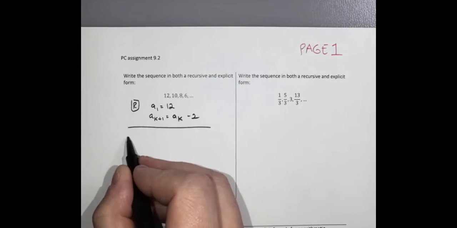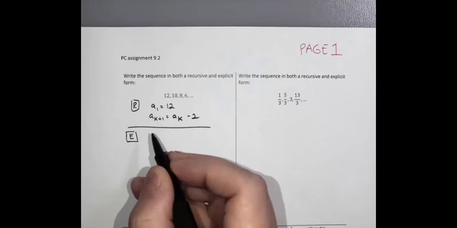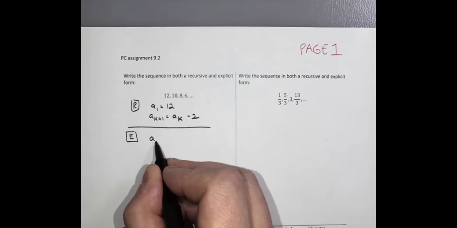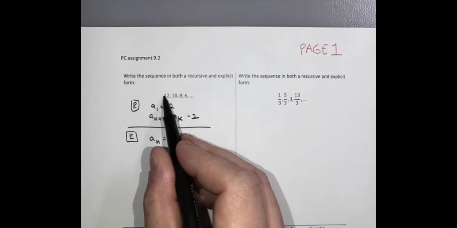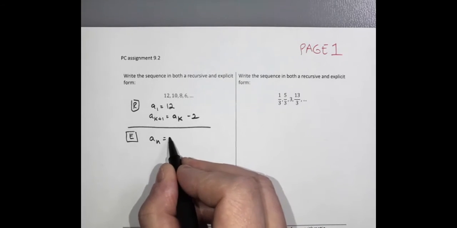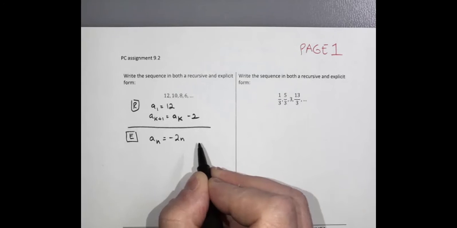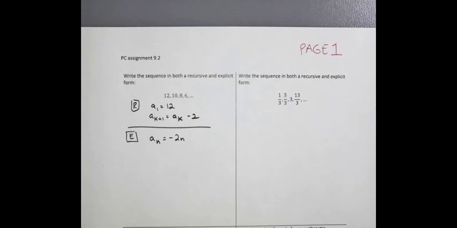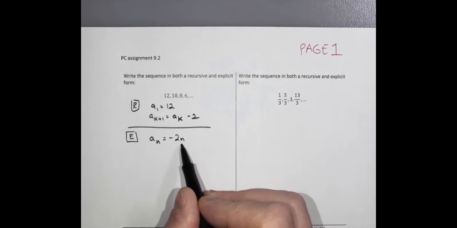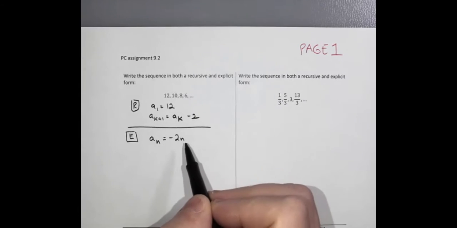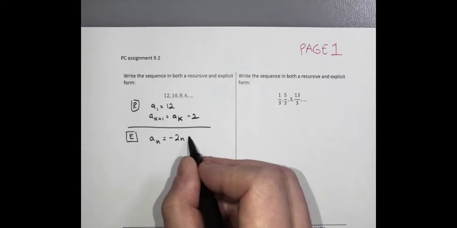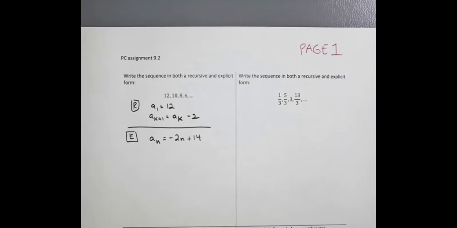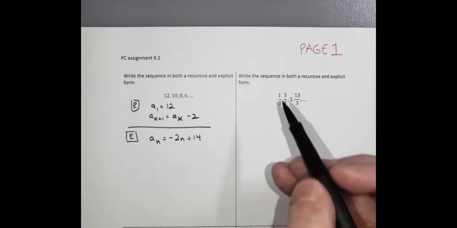As far as an explicit form, the way I personally like to work with this is I like to say that a sub n, whatever the nth term is, it's going to be equal to, let's see, since it's going down by 2, I'm going to have a negative 2 slope because it's like a linear graph. So negative 2n, and then if I were to do negative 2 times 1, I get negative 2, but I'm supposed to get 12, so I'll just add on 14, and that's the explicit form. You can check.